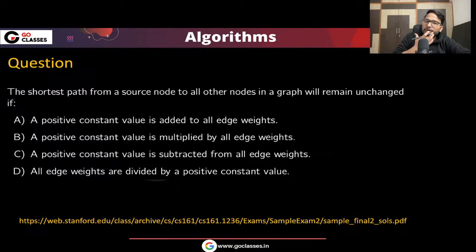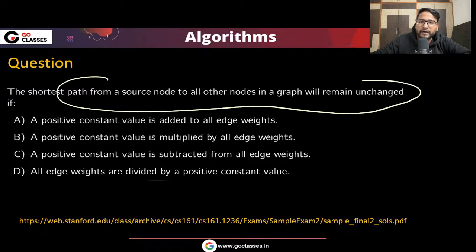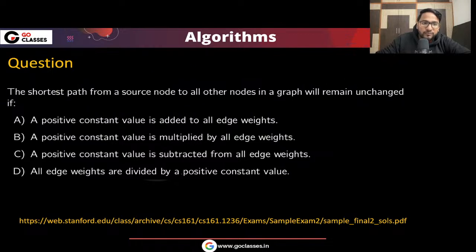Okay, so let's solve this Stanford question. What they're saying is that the shortest path from the source node to every other node will remain unchanged if a positive constant value is added. So let's suppose there is a shortest path.